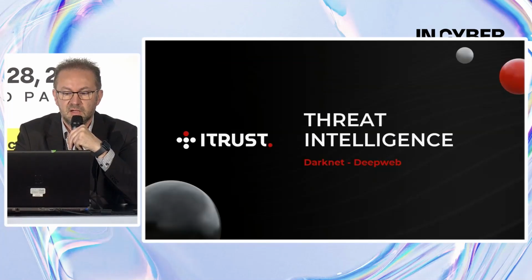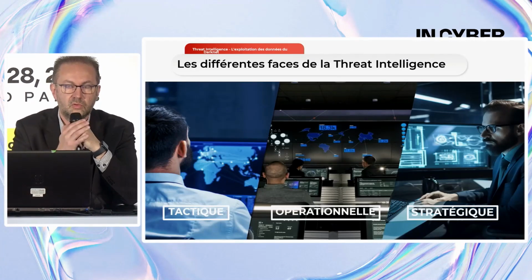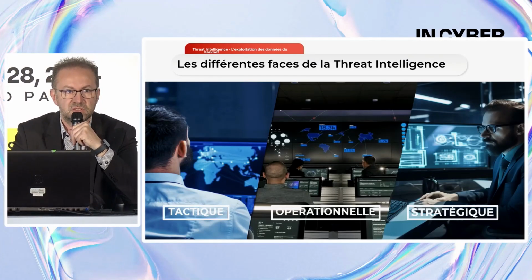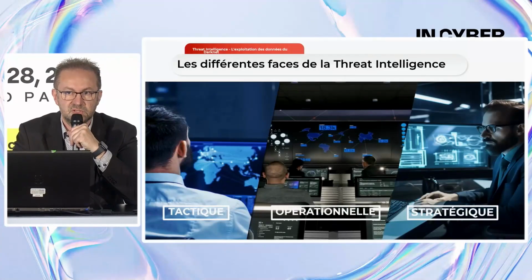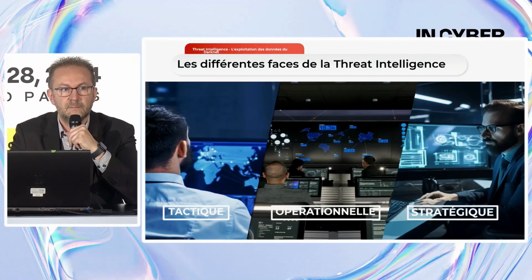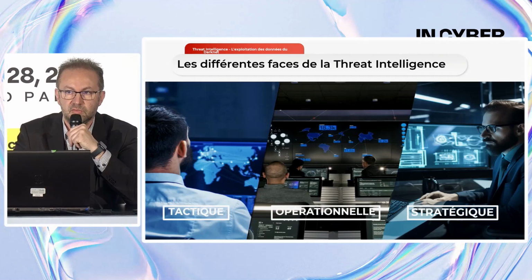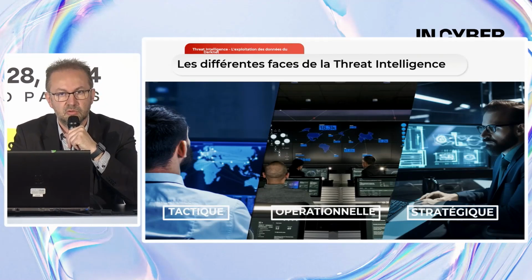First of all, we have different levels of threat intelligence. In iTrust, we are going to work on tactical and operational aspects, that is to say, the evidence. So we are going to collect all the evidence left by the hackers. These are massive data that we try to automate in order to recover and process them.